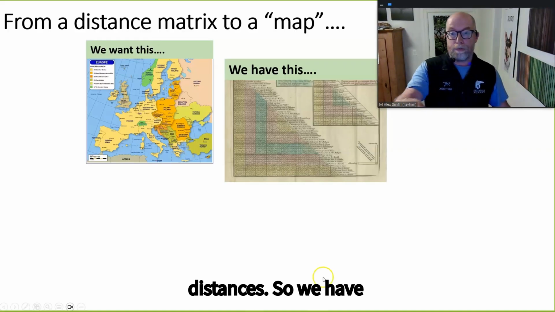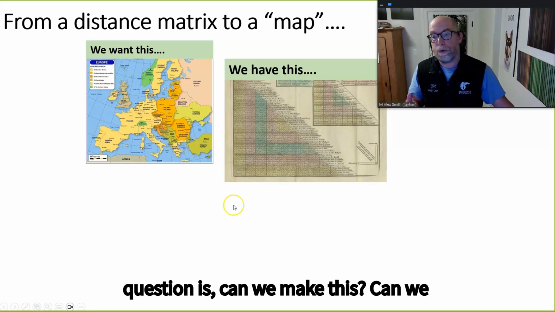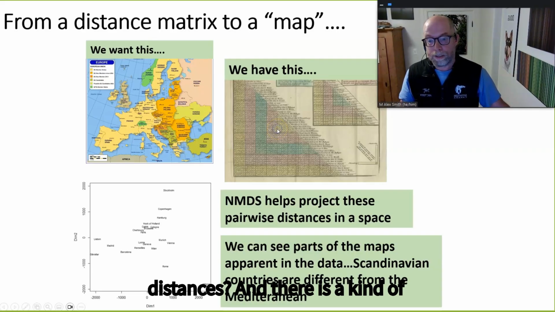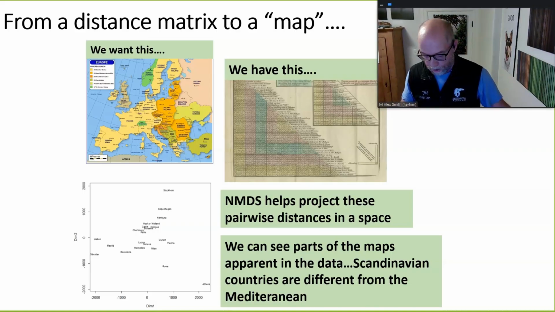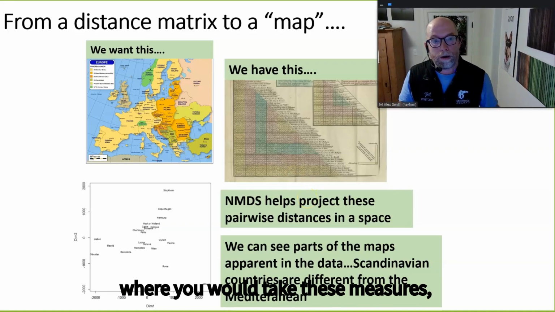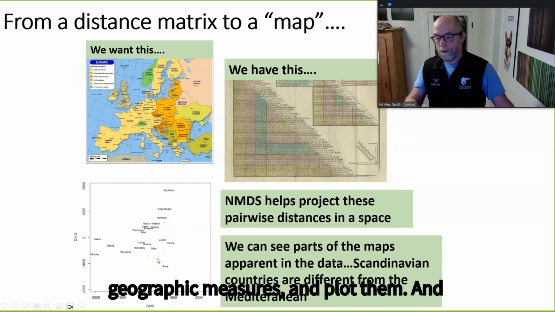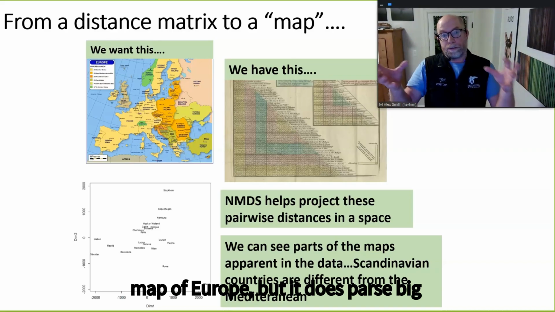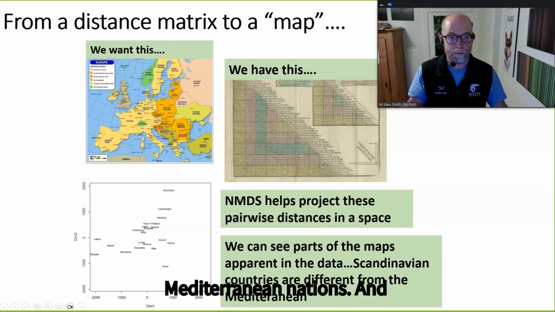So we have the map, we have the pairwise distances, and the question is, can we make the landscape based on the pairwise distances? There is a pretty simple multivariate analysis we can use, called NMDS, or non-metric multidimensional scaling, where you take these measures, in this case geographic measures, and plot them. When I've done that here on the bottom, you can see it doesn't exactly create the map of Europe, but it does parse big regions. You can see the Scandinavian nations versus the Mediterranean nations.